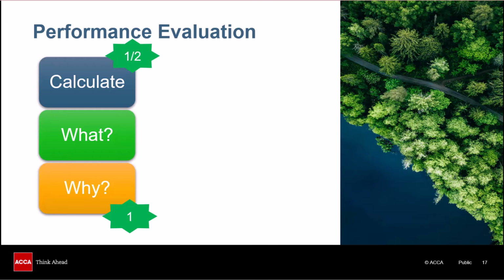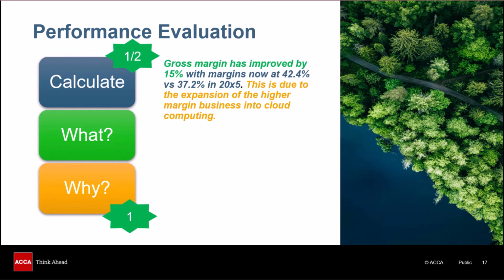Have a look at this example. So here I have colour-coded the calculate, the what and the why. So you can see gross margin has improved by 15%. That is the what. That gets no marks. Margin's now at 42.4 versus 37.2 in 2085. That is the calculate. That gets half a mark for each of those ratios. This is due to the expansion of the higher margin business into cloud computing. So the why then gets 1 full mark. Unless you have the why, you do not get the mark for writing.